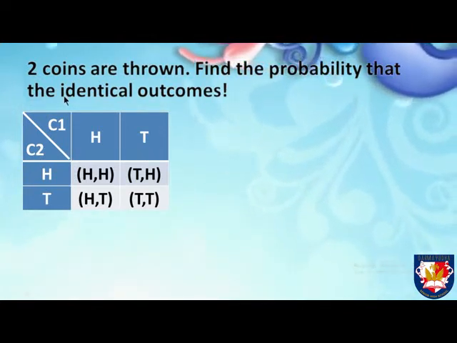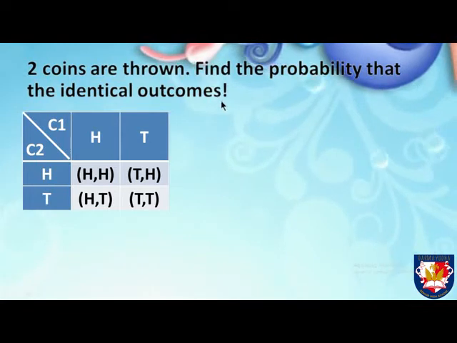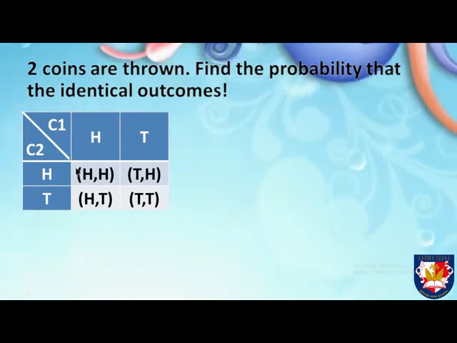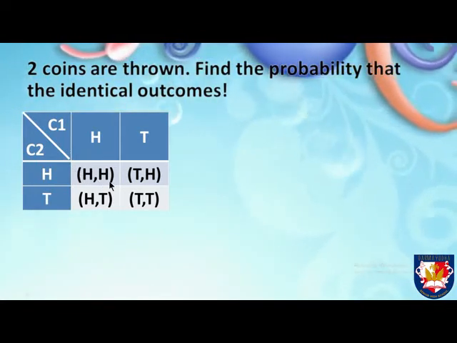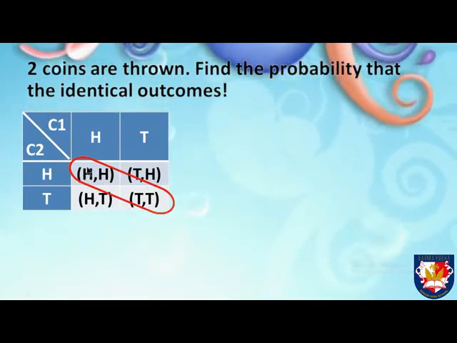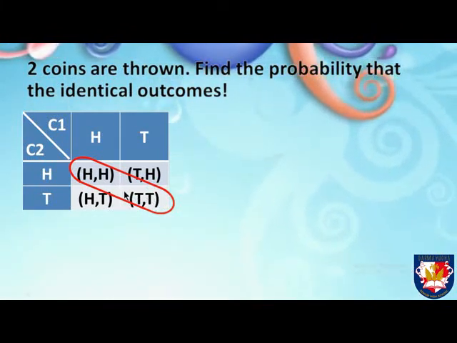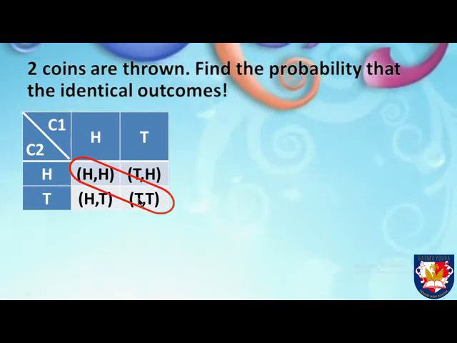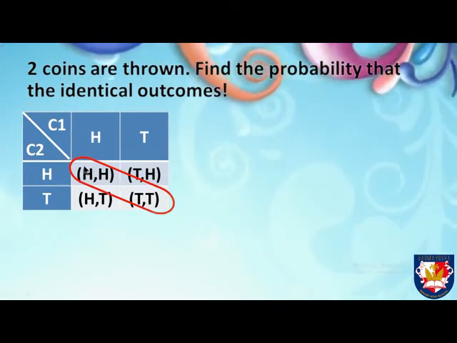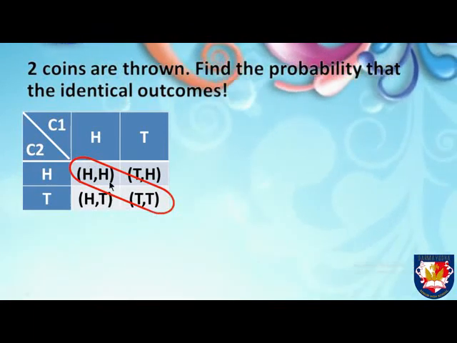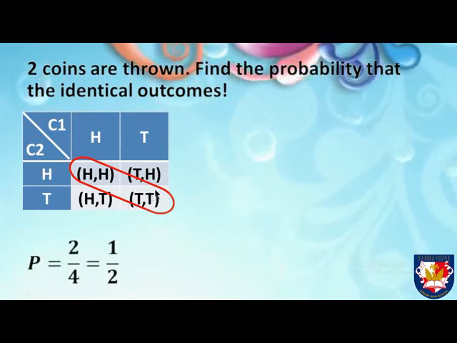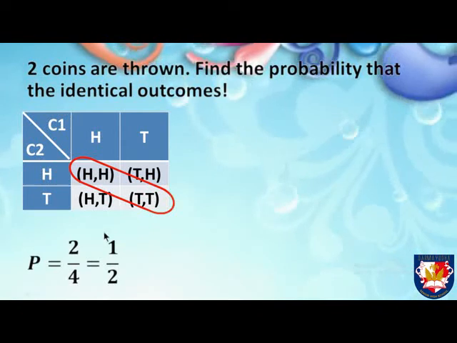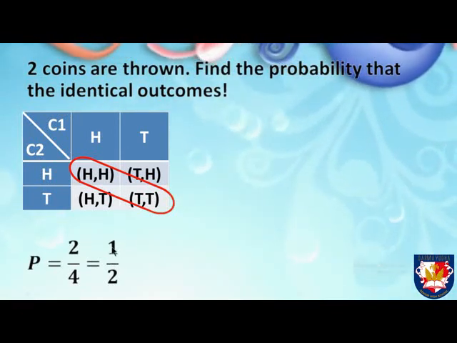So they ask for identical outcomes. Identical means the same outcomes. So these are the same outcomes: H and H, and T and T, meaning head and head, and tail and tail. Okay, these are the favorable outcomes. There are 2 favorable outcomes per 4 total outcomes. So 2 per 4, or equal to 1 per 2.